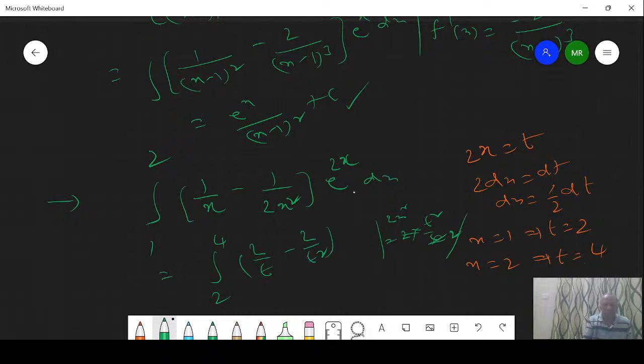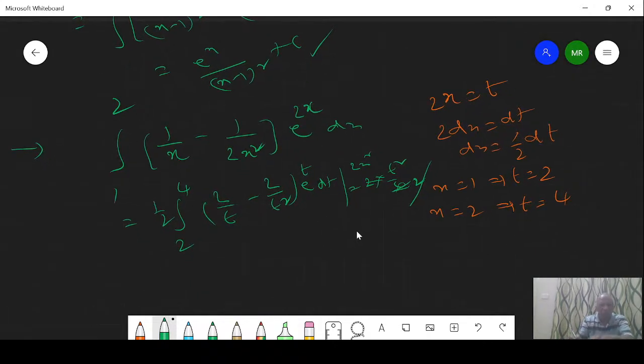Because you have taken e power 2x, it will become e power t, and dx is dt by 2. I can write dt here. Correct? We can express like this. It will come like this: 2 by t minus 2 by t square, e power t dt. Now what I will do, I can take 2 common, and the 2 gets cancelled with this. I can write 2 by 2 integral 2 to 4 of 1 by t minus 1 by t square, e power t dt.